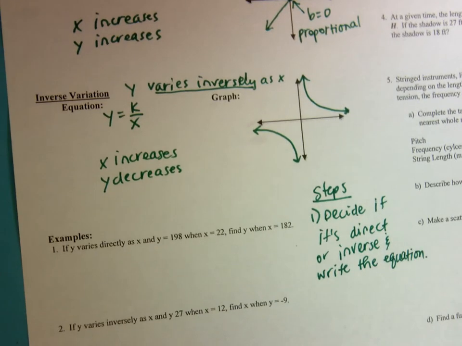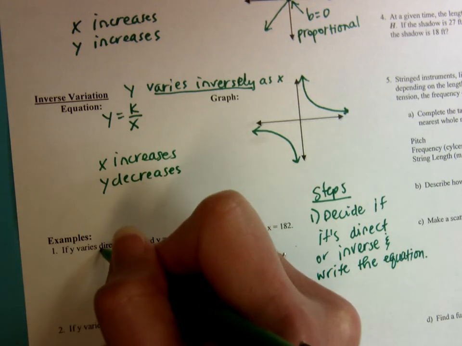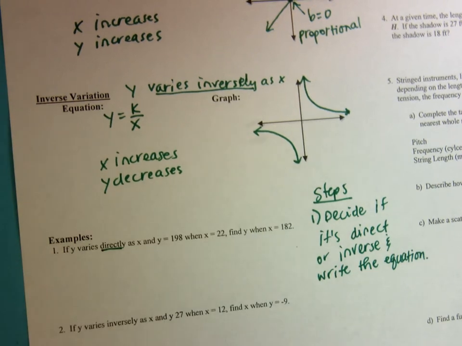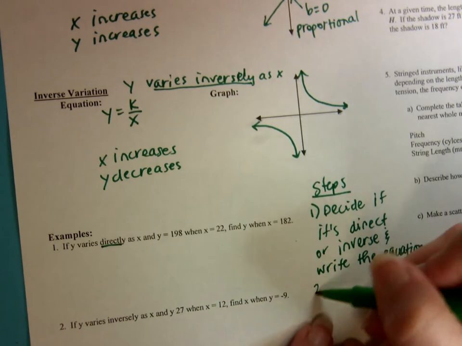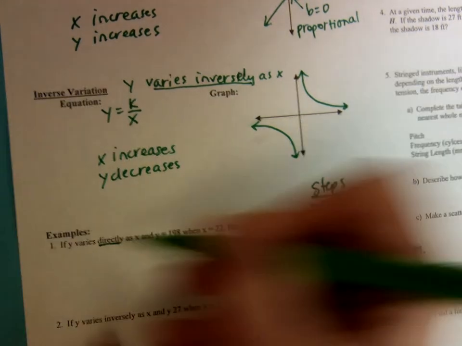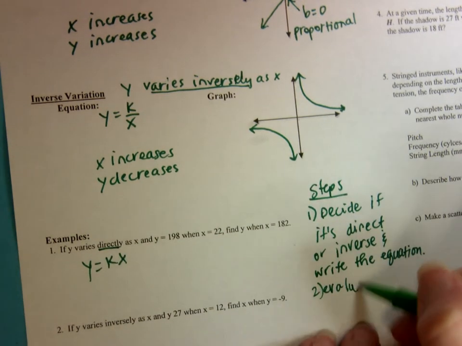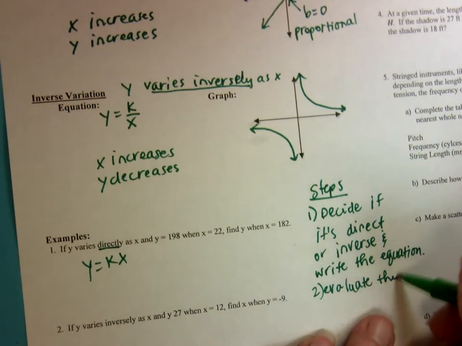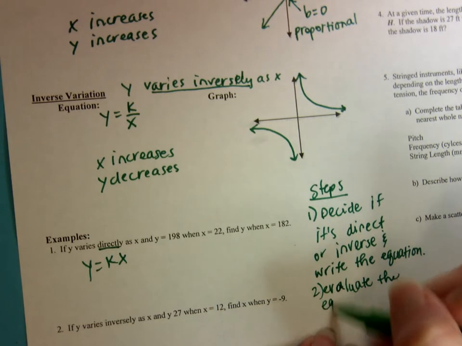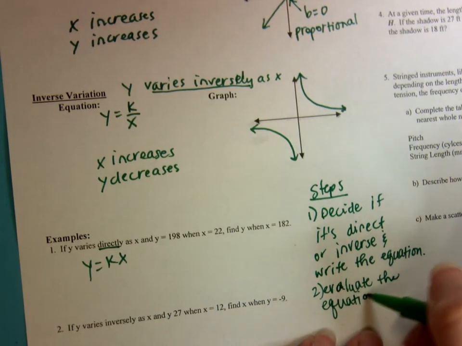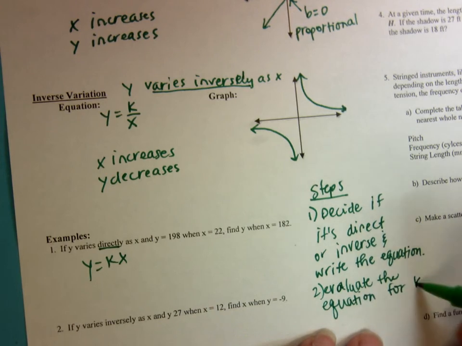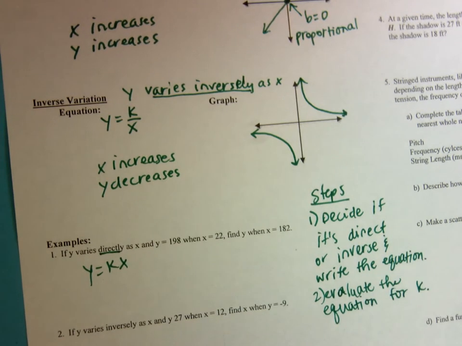So look at number 1. Is this one direct or inverse? Direct. It says it, yes. If y varies directly as x. And so the next thing we do is we need to write that equation, y equals kx. Then we want to evaluate the equation for k. And what that means is plug in all the numbers and solve for k.